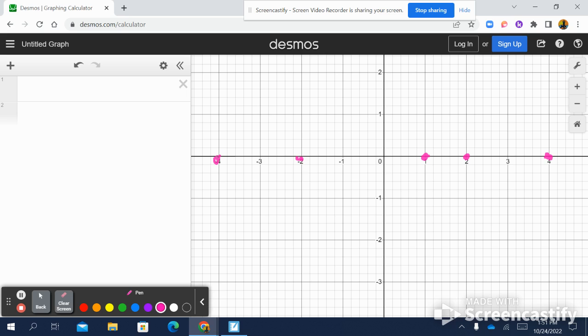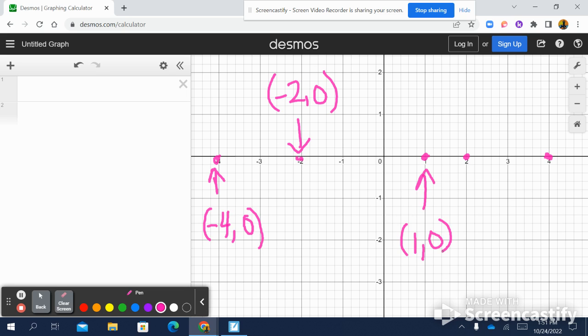in common. And that something in common is going to be more apparent if we look at the actual point. Okay, so all the way to the left over here, the coordinate of this point is -4, 0. This point coordinate is -2, 0. This point is 1, 0. This point is 2, 0. And this point is 4, 0.